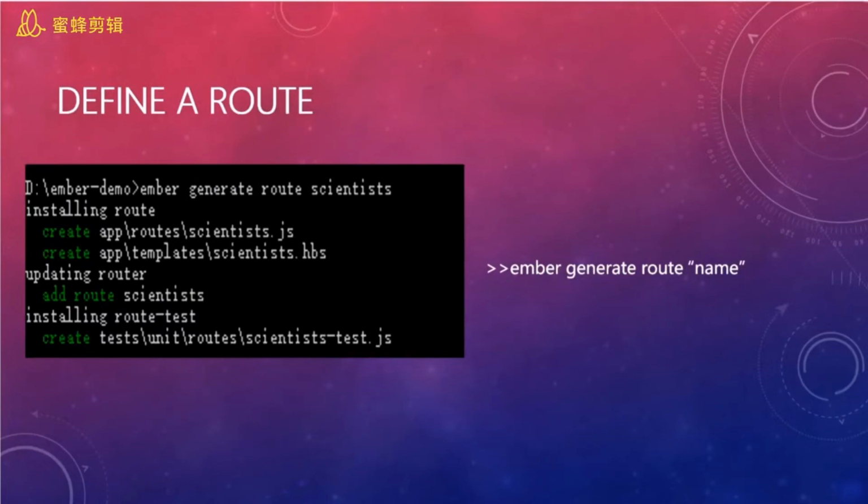Ember comes with generators that automate the code for common tasks. To create a route, you type ember generate route and the file name, and Ember will give you some scientist JavaScript, and then in templates will give you a scientist HBS, which is an HTML file, and then give you some test. Also, we will talk about tests later.